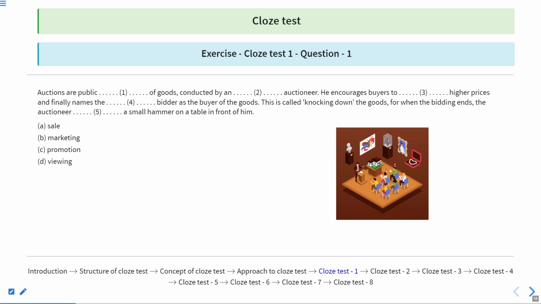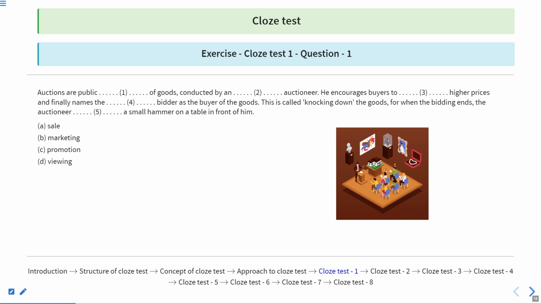So the first question is part of a test of a set, and this set is what we are discussing here. Sentences are 4 here, and let us read the paragraph. Auctions are public dash of goods conducted by an dash auctioneer. He encourages buyers to dash higher prices and finally names the dash bidder as the buyer of the goods. This is called knocking down the goods, for when the bidding ends, the auctioneer dash a small hammer on the table in front of him.